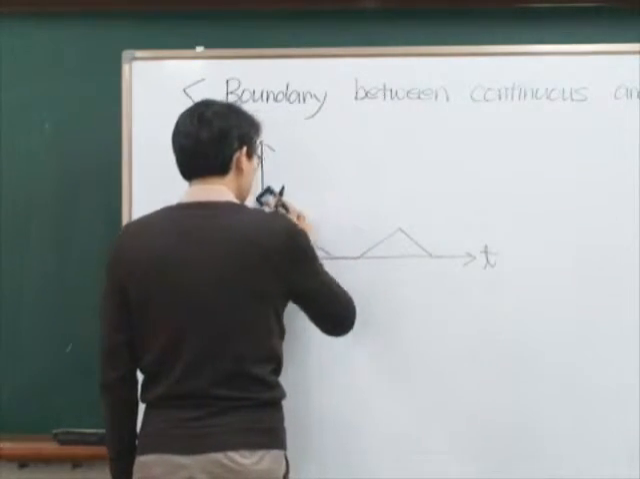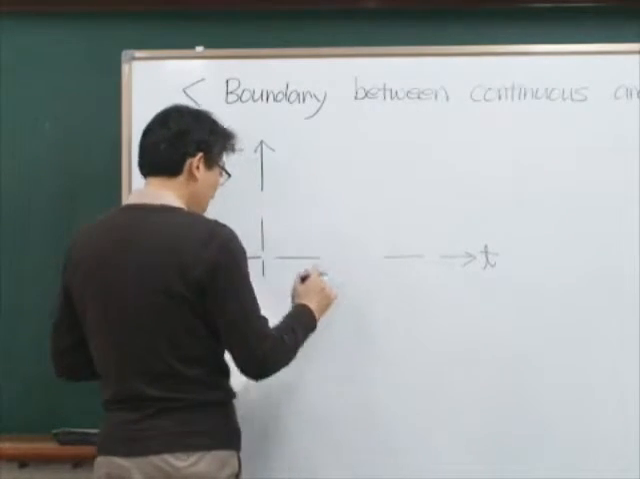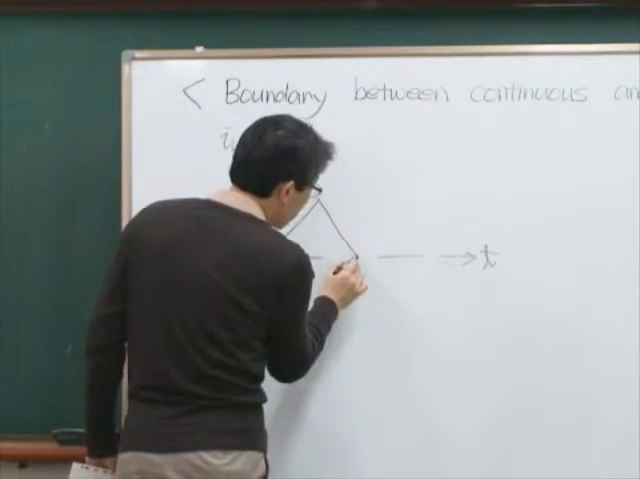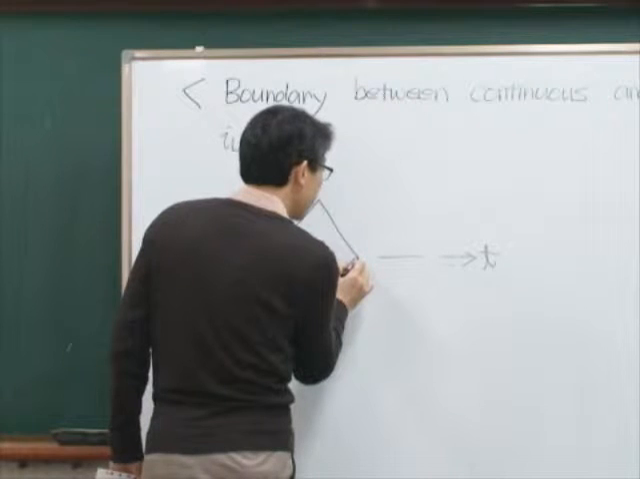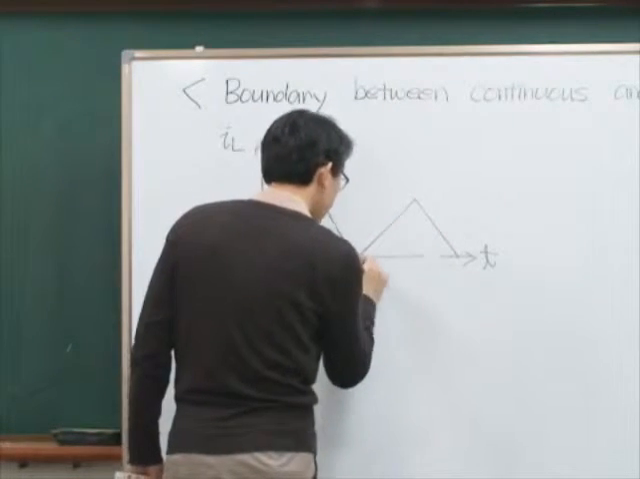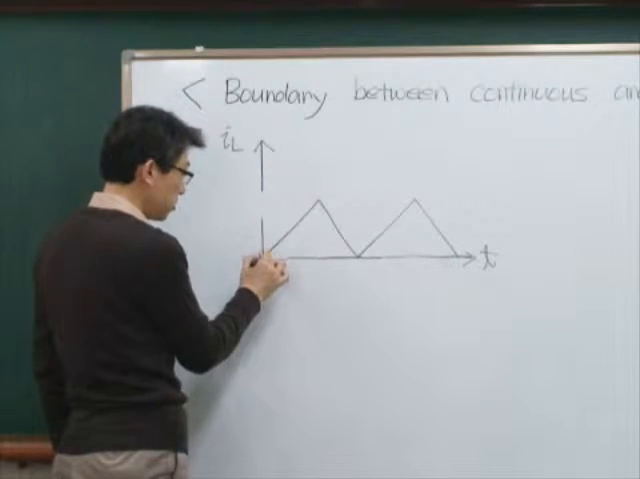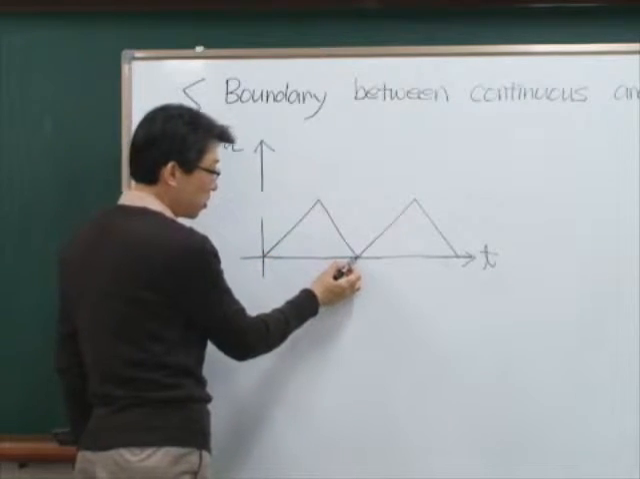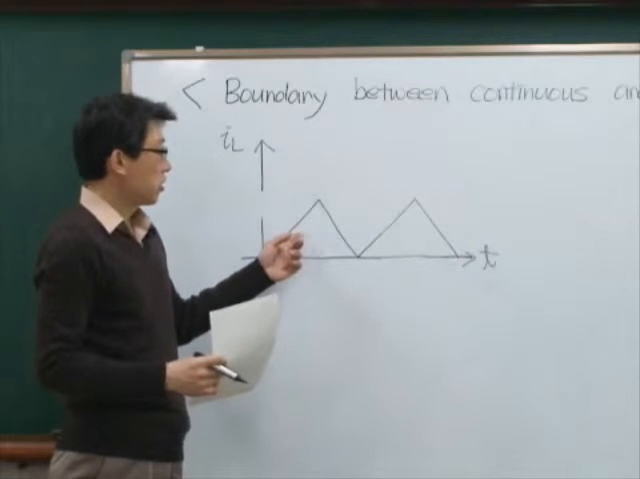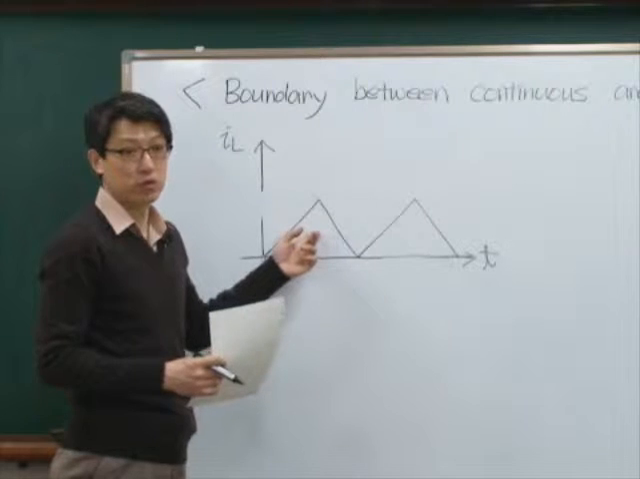What's the boundary then? What's the boundary? Boundary means it's like this. Okay? As soon as it touches zero, then it's turned on, okay? Like this. So this kind of waveform is referred to as boundary mode.